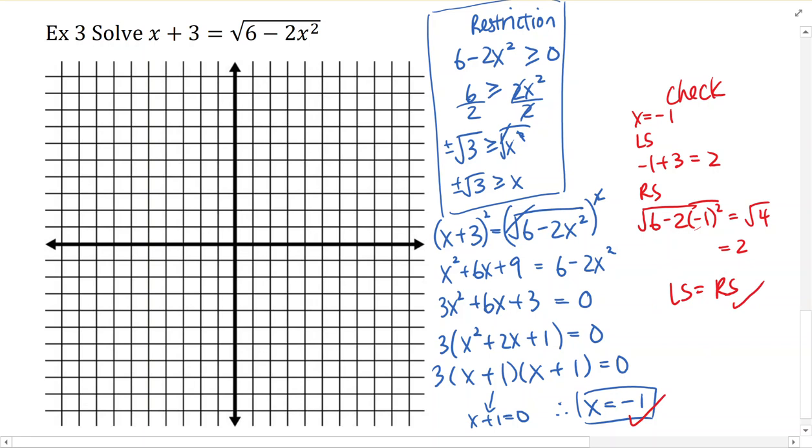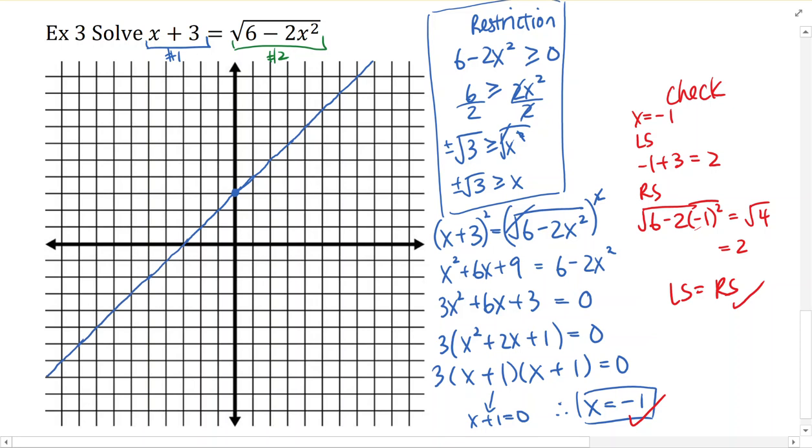So let's graph this thing. Very similar tactic. I'll just call this graph number 1 and graph number 2. So graph 1 is x plus 3. Here's the 3, our intercept, and we have a slope of 1. Nice and simple graph. And then this will just go down like so. Okay, there's our first graph.